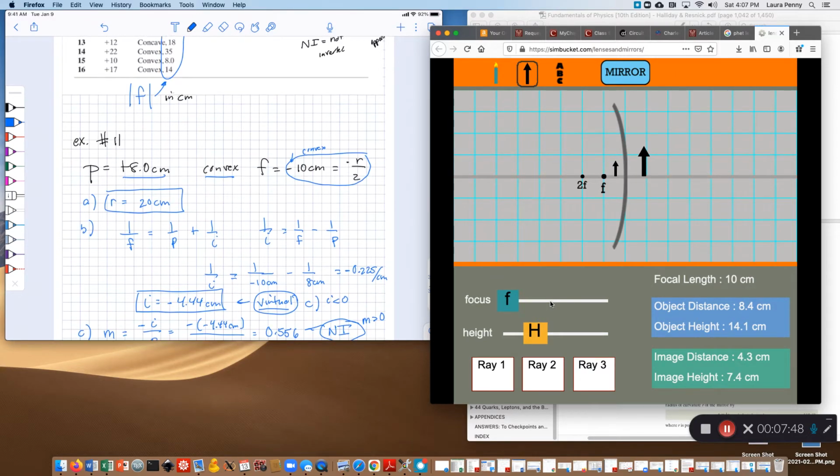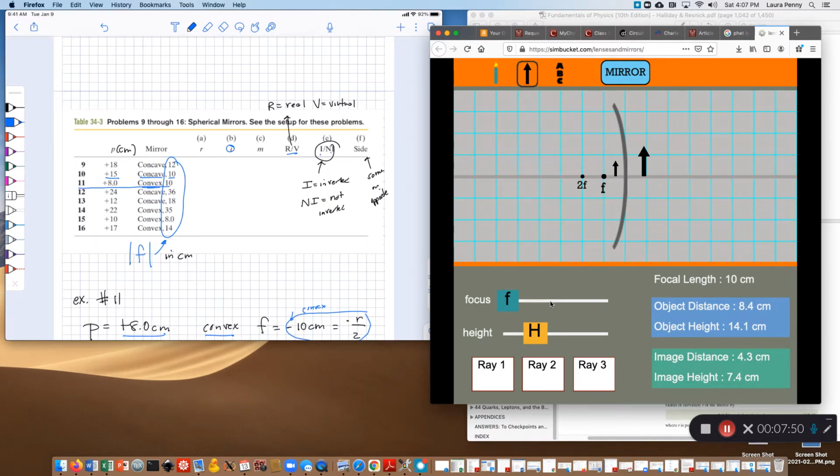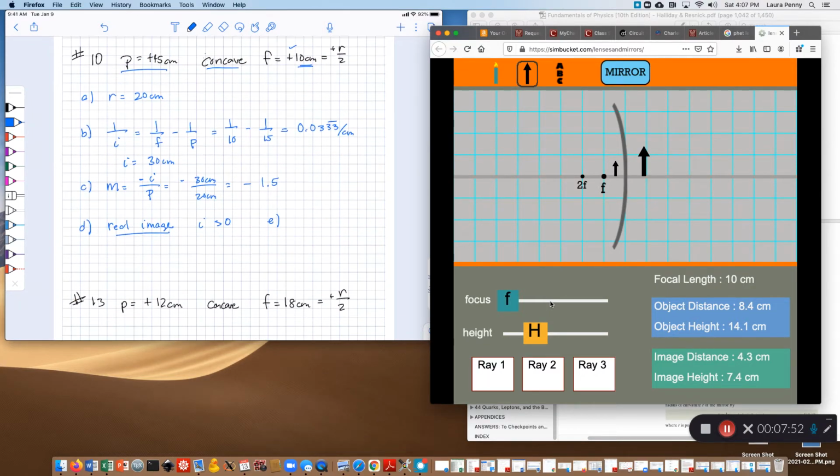For part E, it says, is it inverted or not inverted? My magnification is negative, so it's inverted. It's an upside down image. And then finally, F, it's asking me, is it on the same side or the opposite side? It's a real image, so it's on the same side because it's a real image.